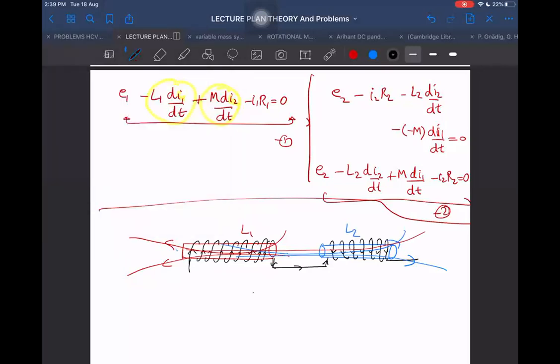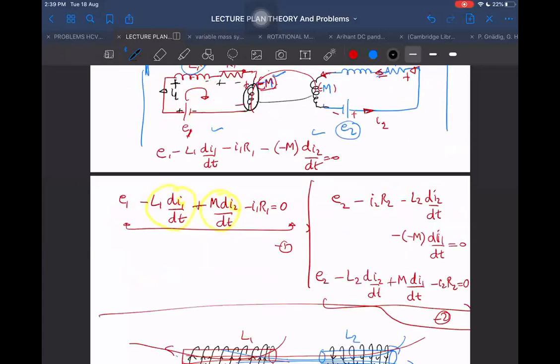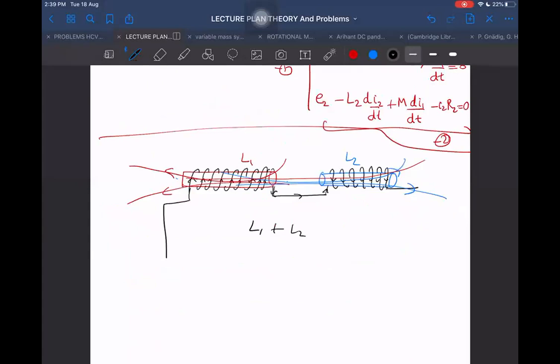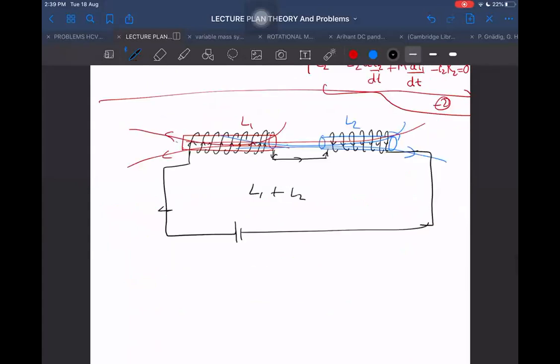Normal formula for series will be L1 plus L2. Why? How do we know that this will become the formula? By writing the KVL equation, I can tell. Let us write the KVL equation. The current is I here. So the equation will start from E. E minus L1 into di by dt, right? But the flux through the first is not only due to the first, it is also due to the second one. So I should write here one more term of mutual inductance also.